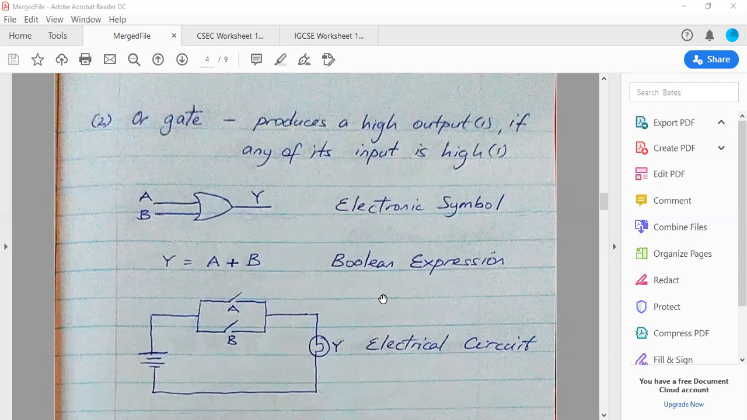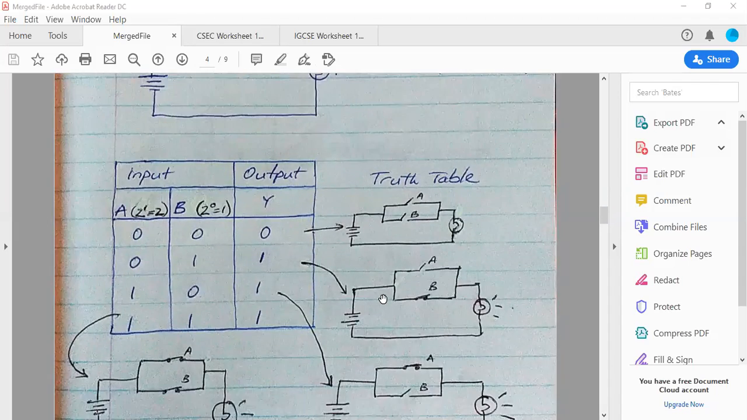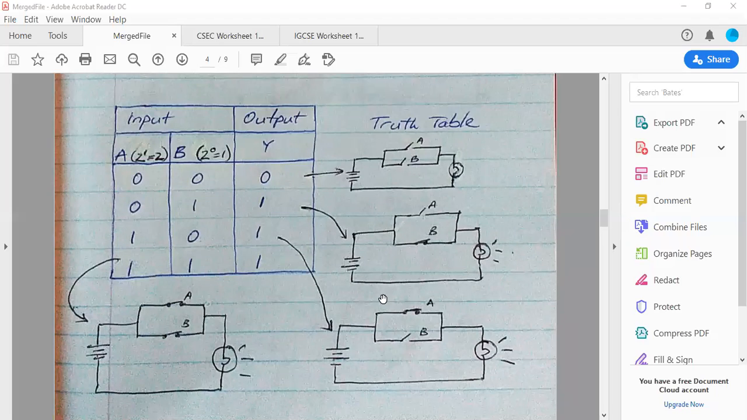Sir, could you just go through the truth table again, please? The OR gate, which one? The OR gate truth table. Truth table. Okay, good. No problem.